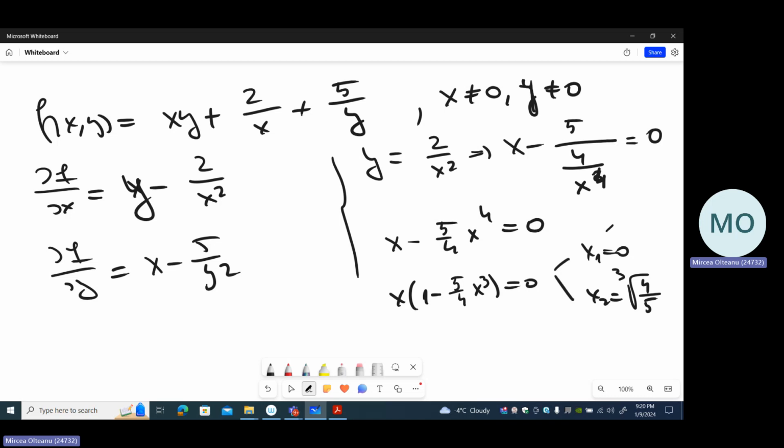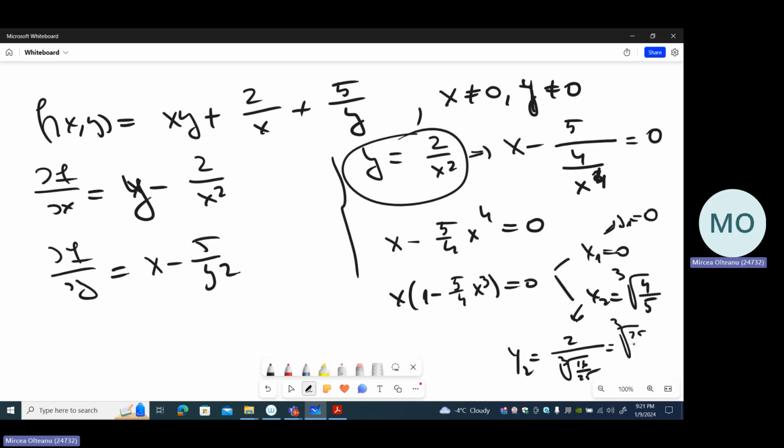When x1 equals 0, then y1 is 0 from here. And when x2 equals the cube root, then y2 will be 2 over the cube root of 5 over 4 squared, which is 16 over 25. Here we simplify by 2, and there will be the cube root of 25 over 2. And now we continue in the same way. These are the critical points.